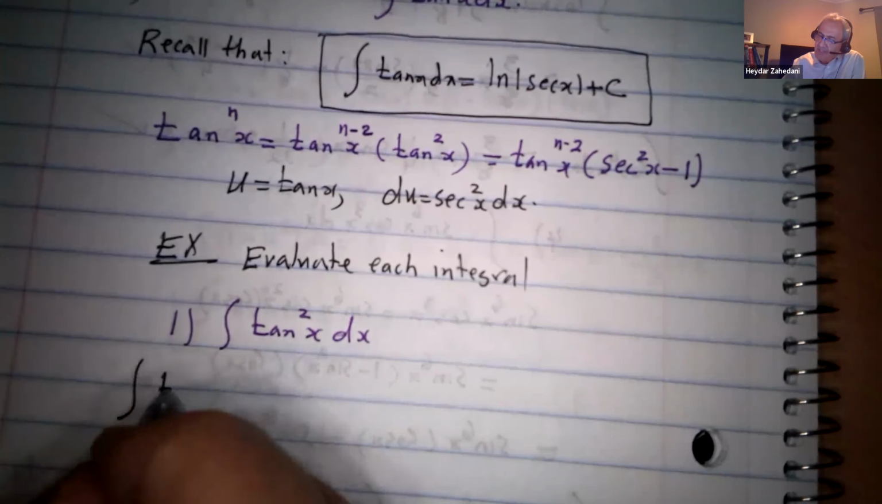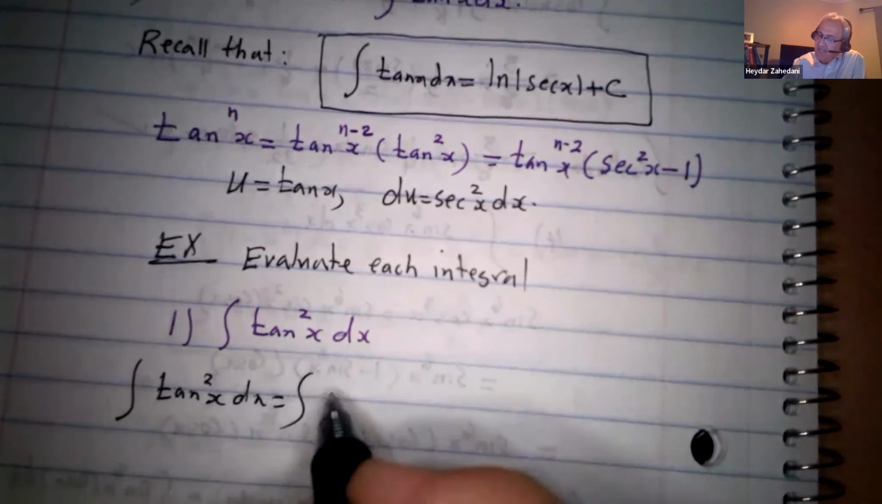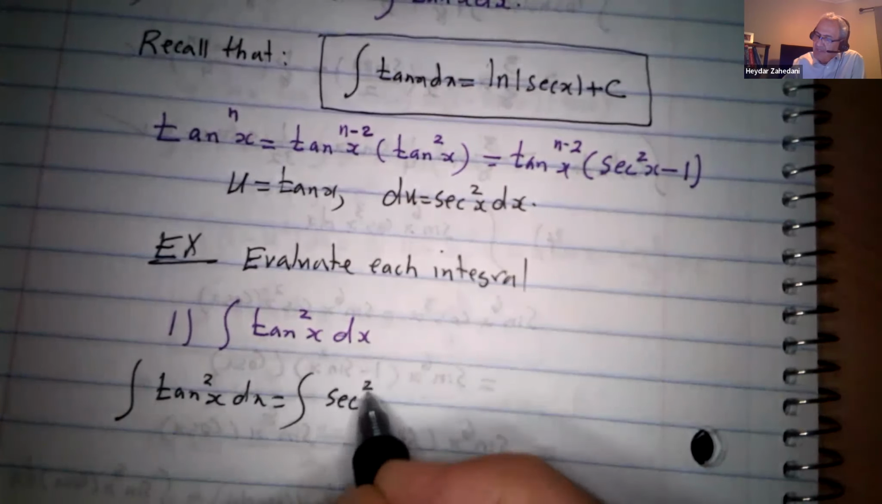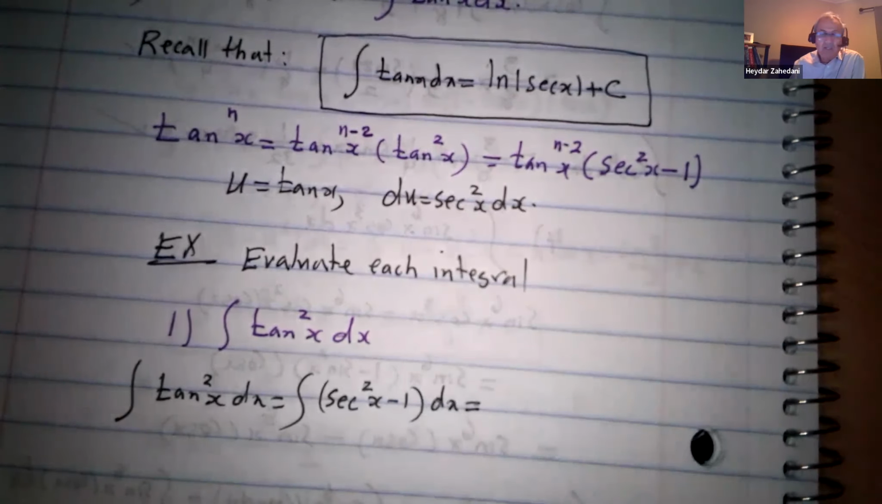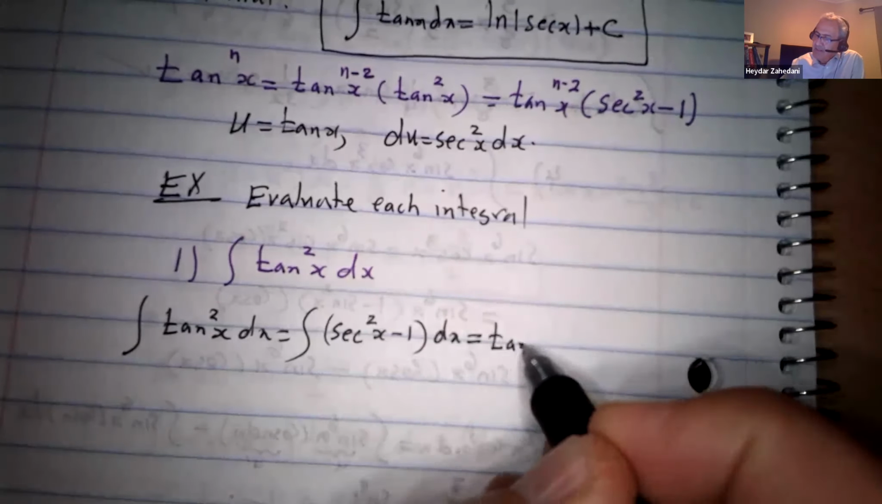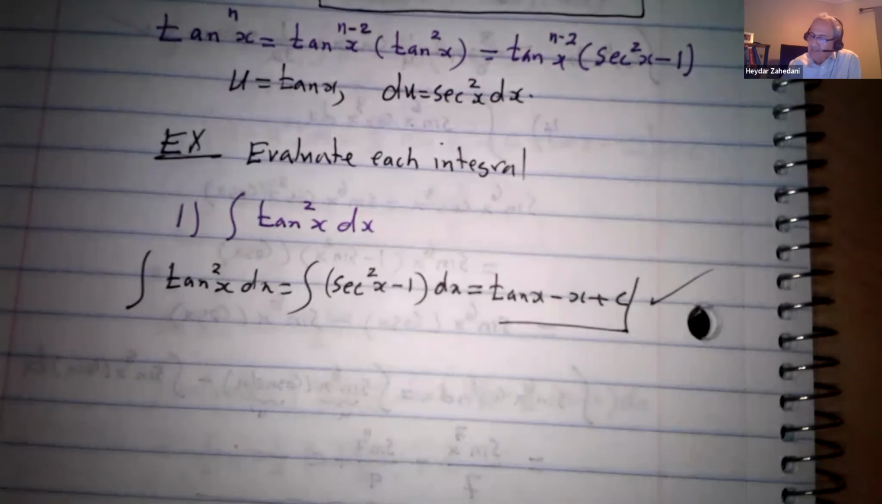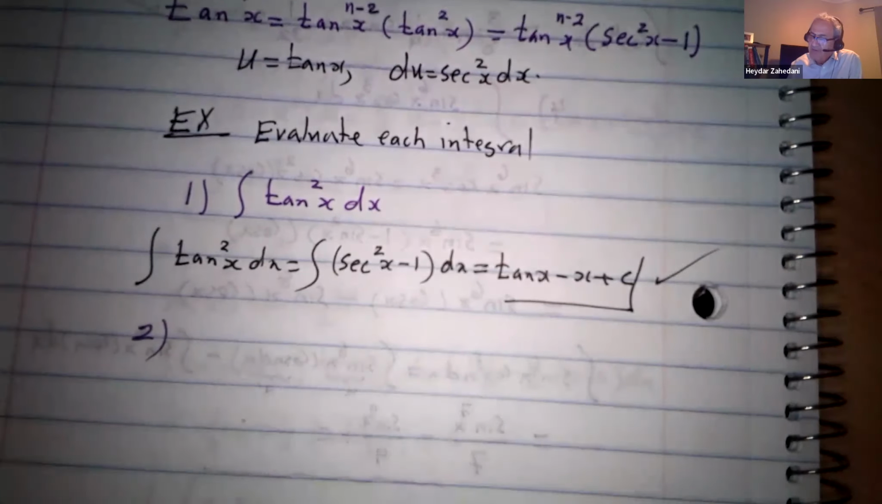That's the integral of tangent square of x dx. We rewrite it as what? Secant square of x minus 1. That's it. Integral of secant square is tan x. Integral of 1 is x plus the constant c, and you're done. Okay, that's a tangent square. But you have to know up to the fifth power.